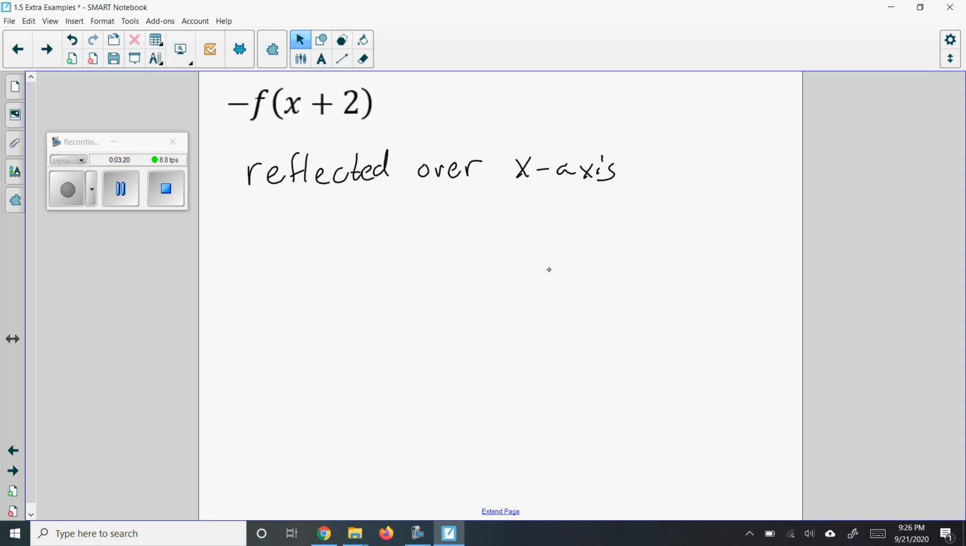So this negative means it's reflected over the x-axis. This plus 2 is on the inside of the function, which means that it affects the x values. And remember, inside is opposite. So this has gone left 2. So this has two transformations, reflected over the x-axis and left 2.